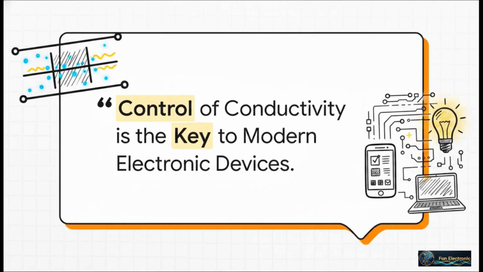There's a great quote from a Georgia Tech engineering lecture we referenced for this explainer. It says, "Control of conductivity is the key to modern electronic devices." And it's so true. Mastering that tiny, invisible, disallowed gap of energy, figuring out exactly how to push electrons across it to make light, and then how to use light to knock electrons back across it to make data, has completely, utterly revolutionized human society.